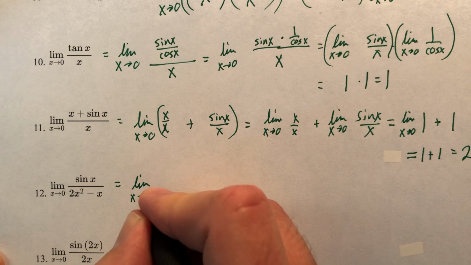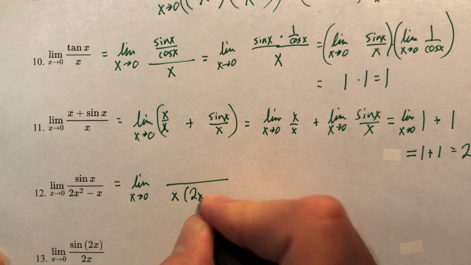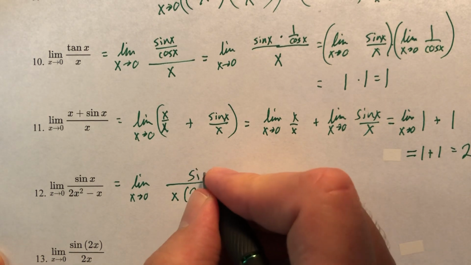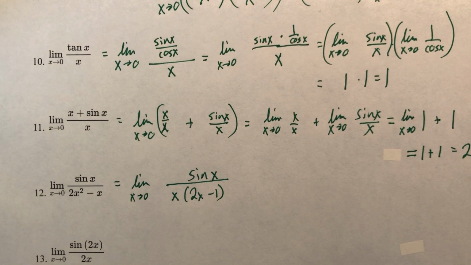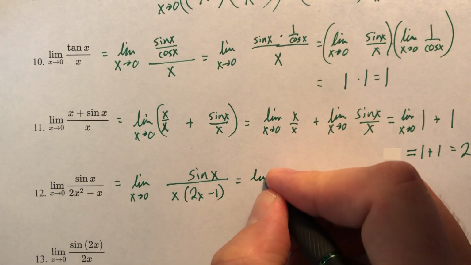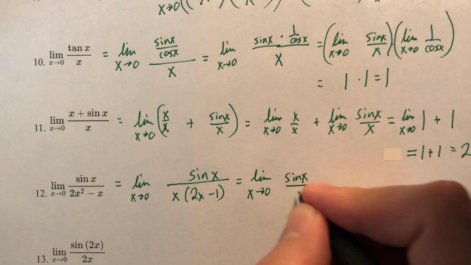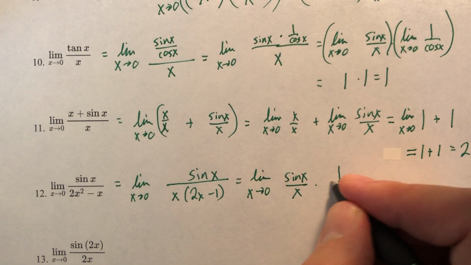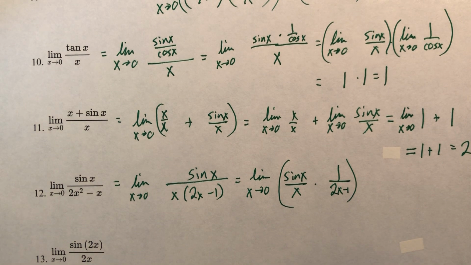Limit as x approaches 0. I hope you notice that there's a greatest common factor down there, and it is x. So we factor that out. Okay, there it is. And I also hope you notice that we are basically multiplying a couple things together, and if you don't see it yet, you will in a second. So we have the limit as x approaches 0 of sine x over x times 1 over 2x minus 1. And so we have all that. And that leads me to the next step.